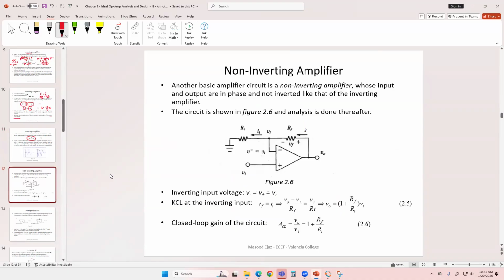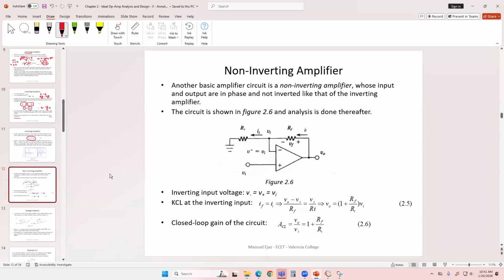The second important amplifier that is very commonly used is the non-inverting amplifier. And as the name suggests, the input and output don't have any phase difference. When the input is at its peak, the output is going to peak at the same time. So there is no 180 degree phase difference in a non-inverting amplifier.